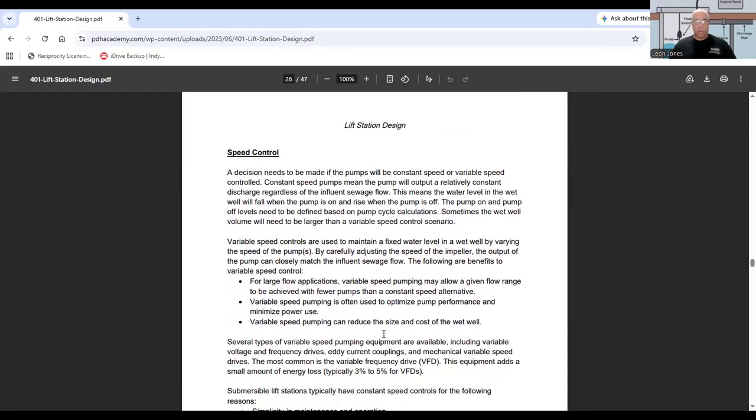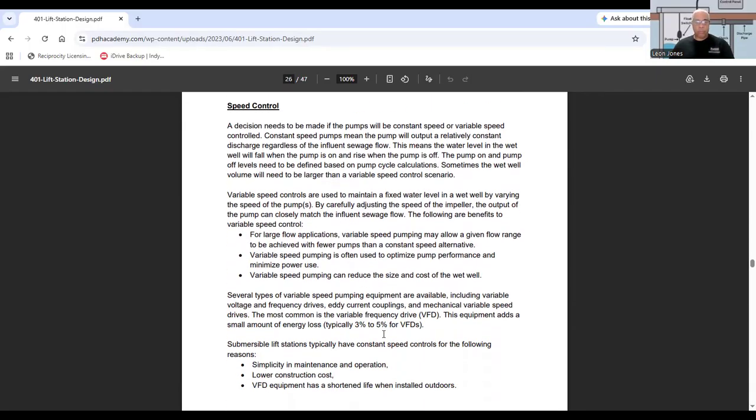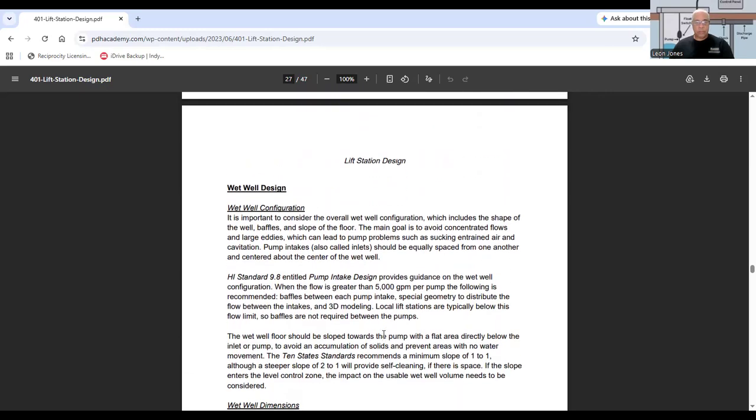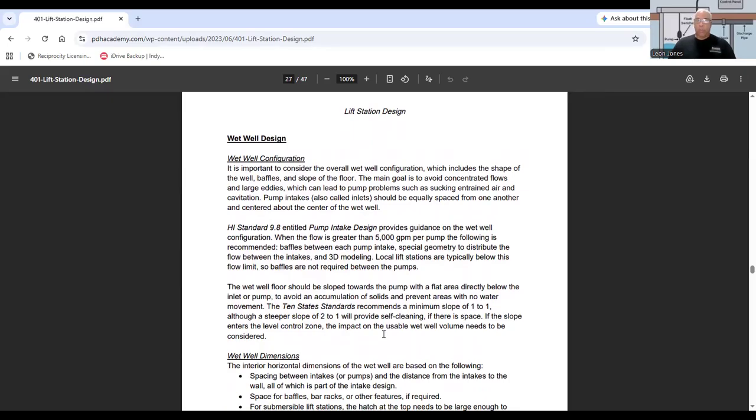You also have your speed control. Your wet well design.